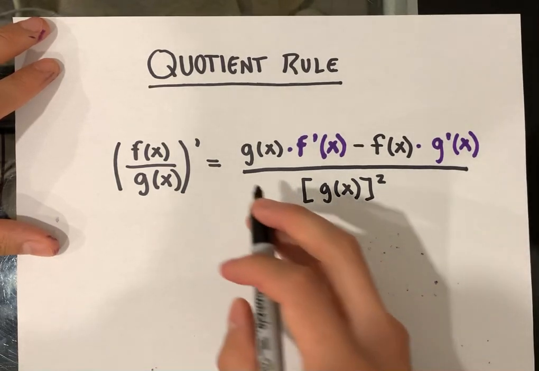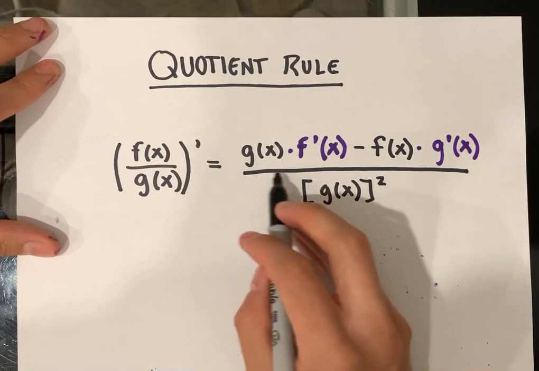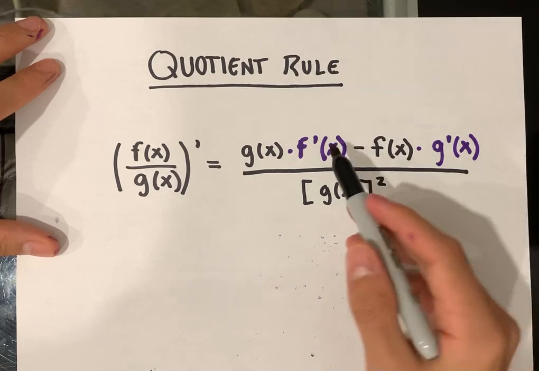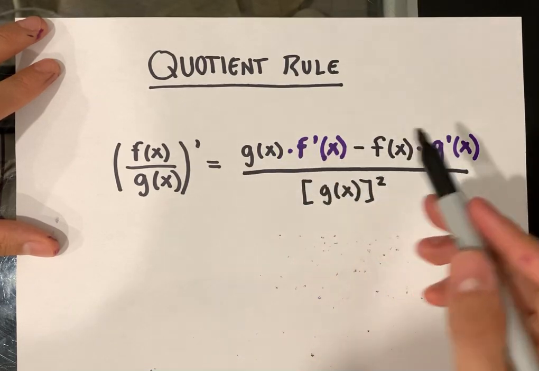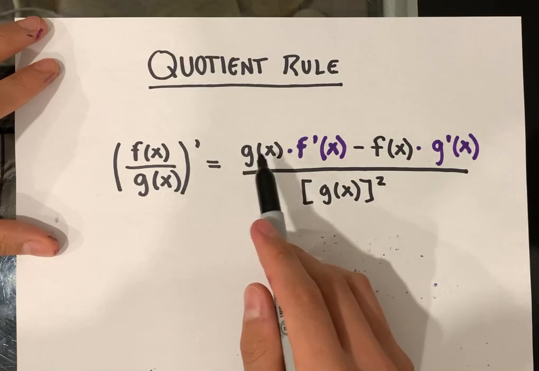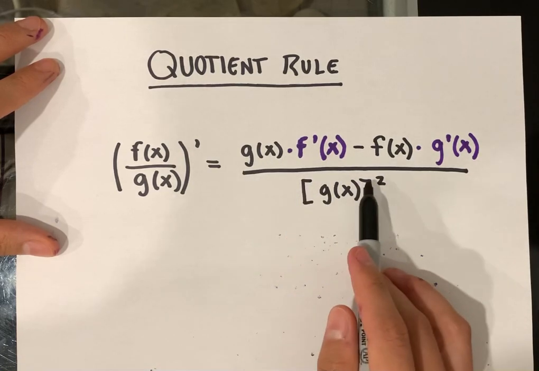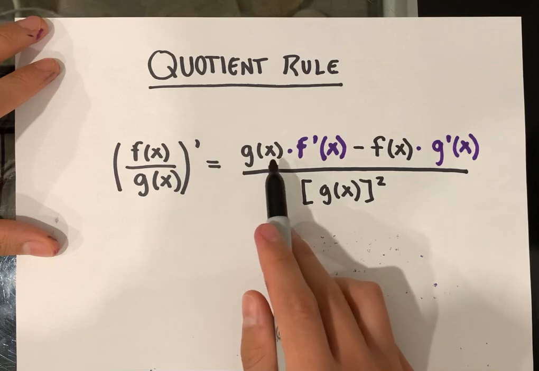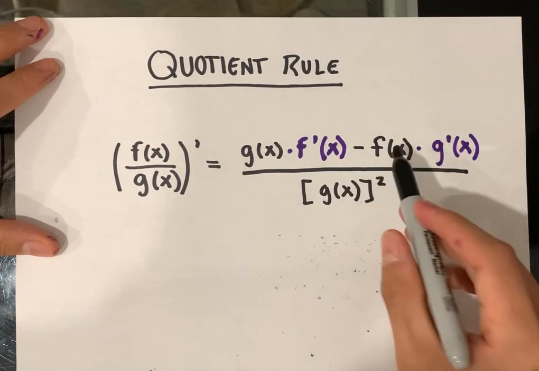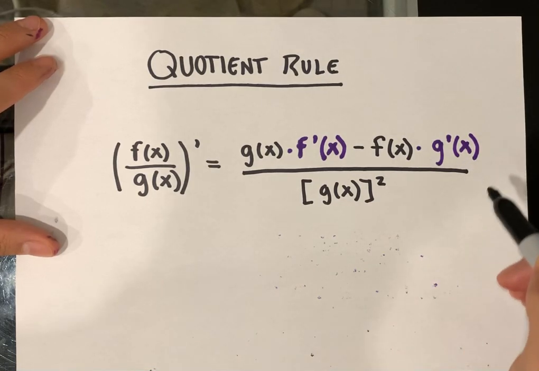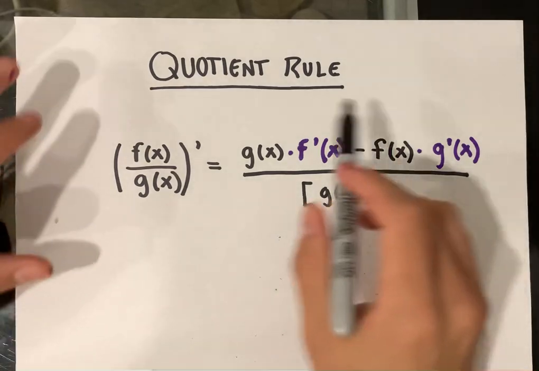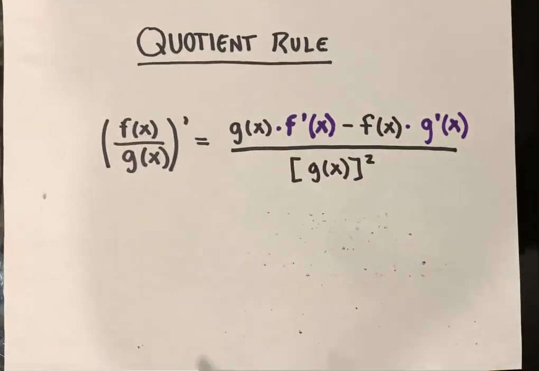Now, one thing to note is that the order of multiplication for both of these terms doesn't matter. You can do f prime at x times g at x or the other way around. But the one thing that does matter is that you do the subtraction in this order. The g at x times f prime at x should be subtracted by f at x times g prime at x, and that's important. So keep it in this format and you won't have any problems.